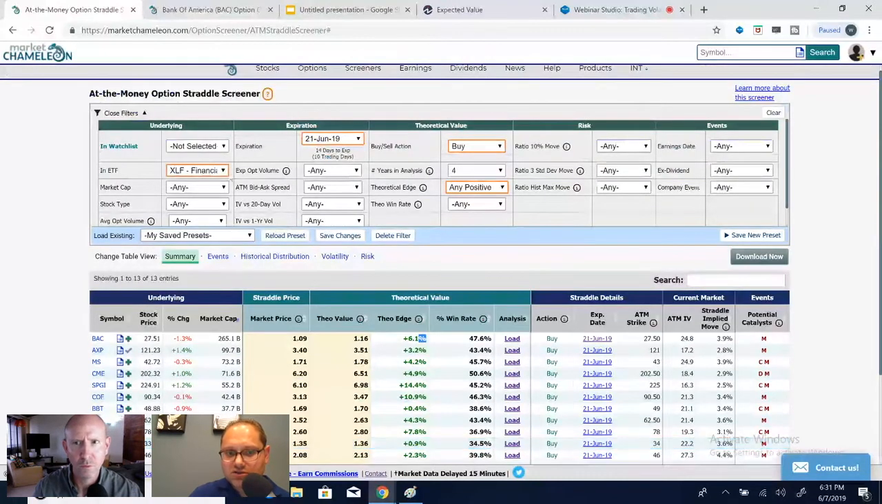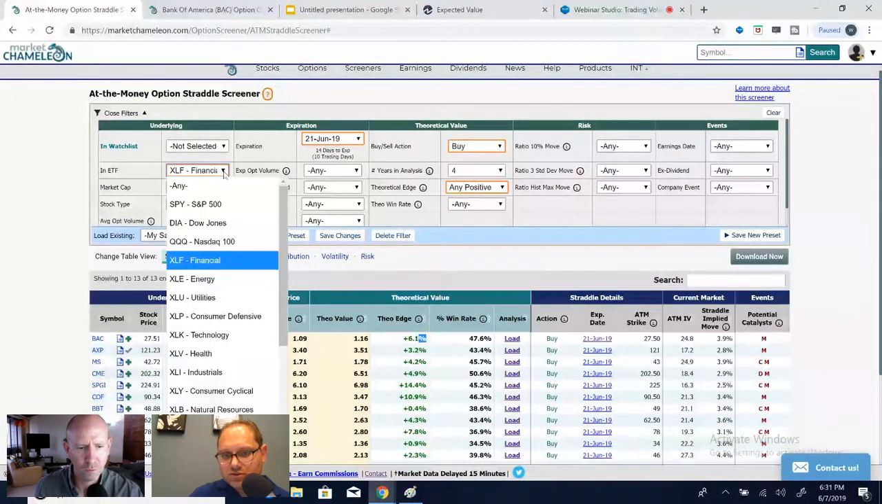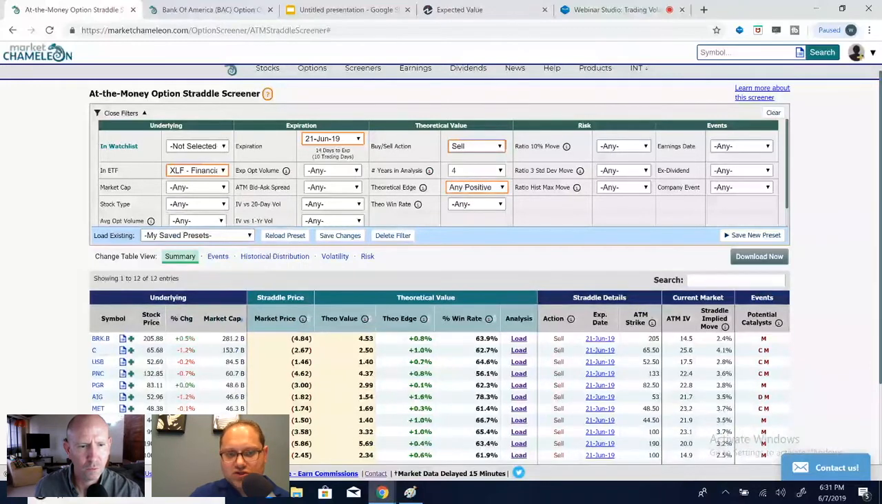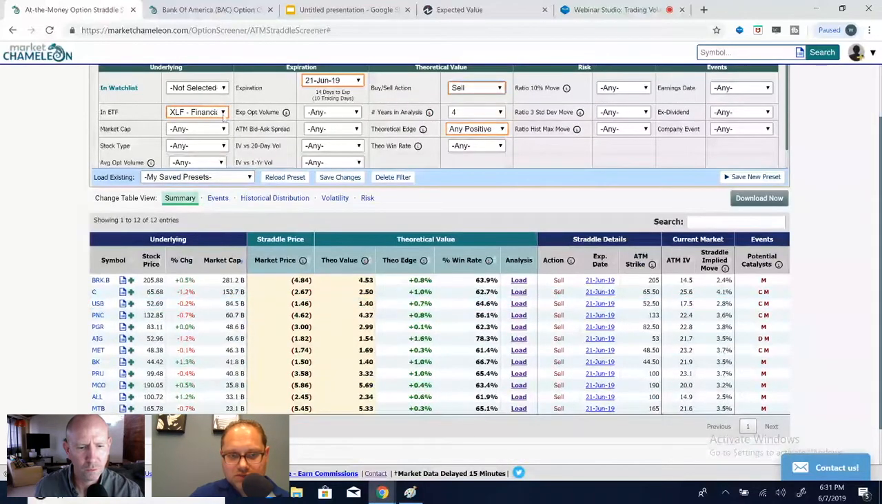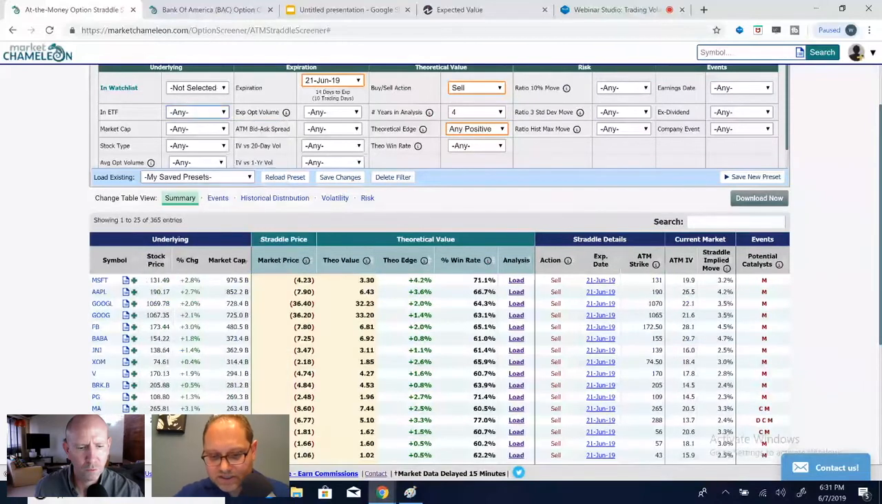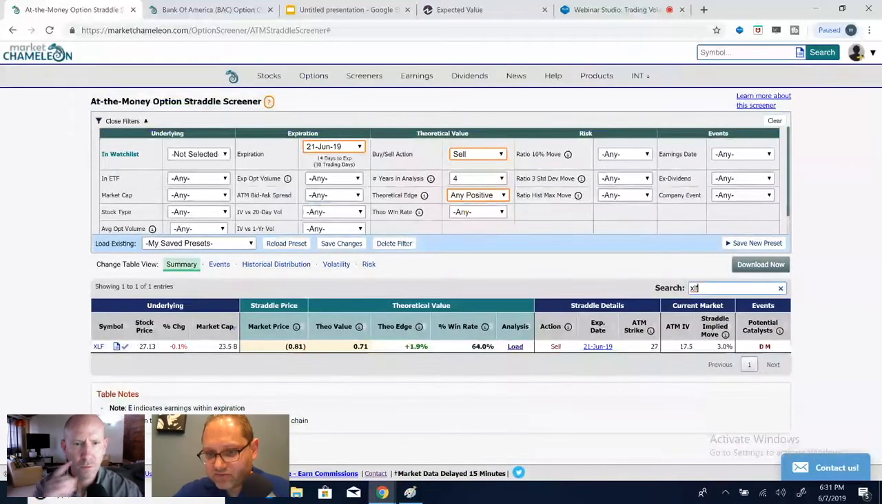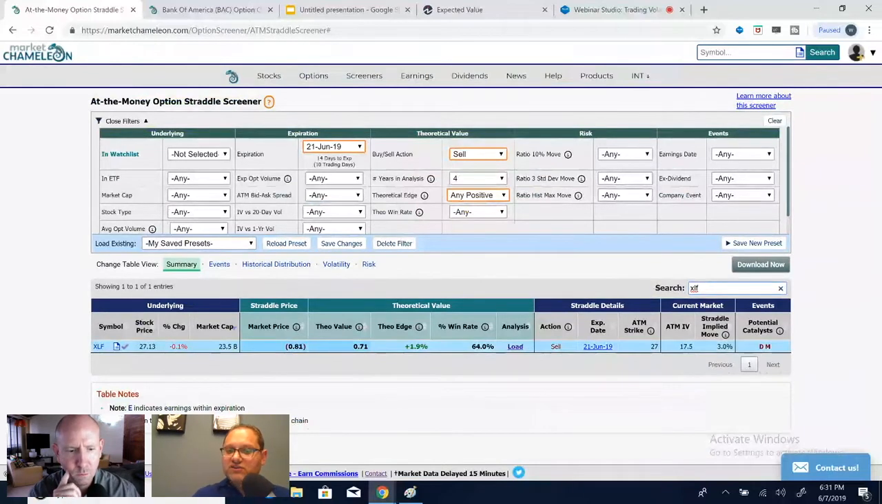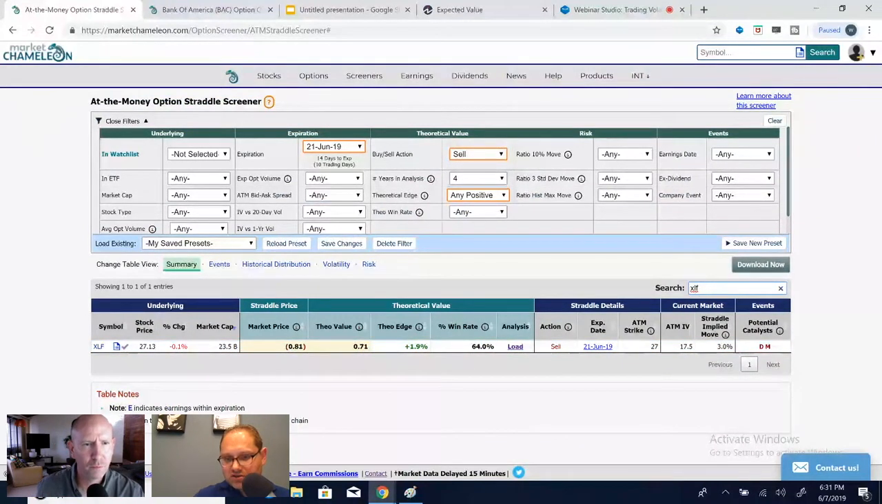And let's just take a look at what the XLF is doing. So the XLF is the ETF, right? That's the ETF that holds these components. So here, if nothing's moving, the XLF is not going to move. You could see here on the sell side, it's a little bit priced high, right? Based on our theoretical value. So that's another one, 64% of the time, historically, in the last 4 years, that would have ended up being a winner.